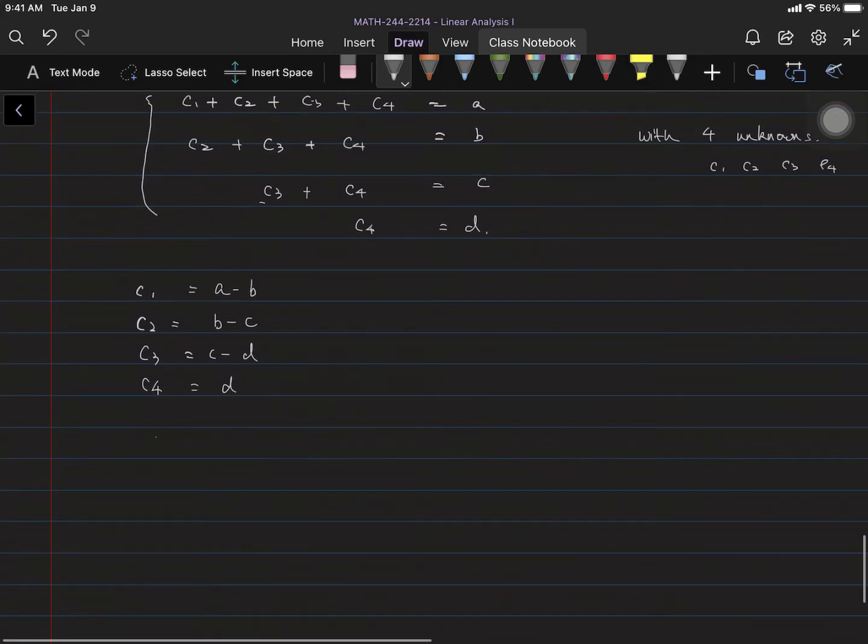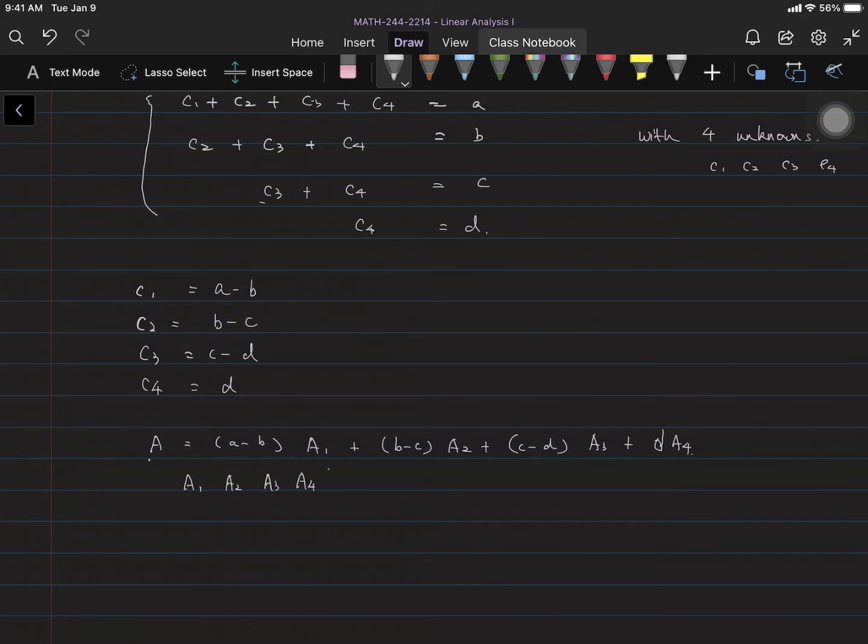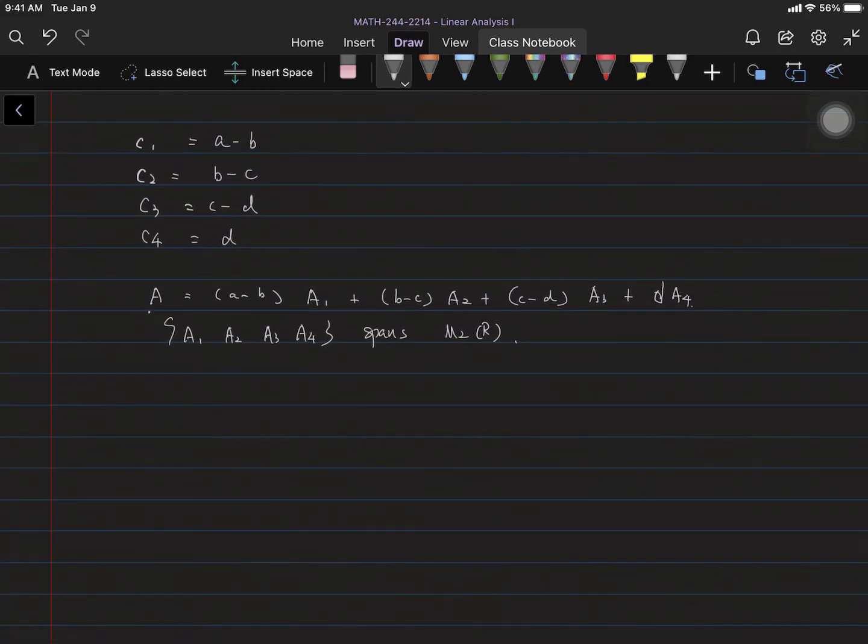So any matrix can be written as a linear combination of those matrices A1, A2, A3, and A4. So any matrix can be written as a linear combination, and we say A1, A2, A3, A4 span M2R. Interesting, right? M2R is spanned by those four matrices.